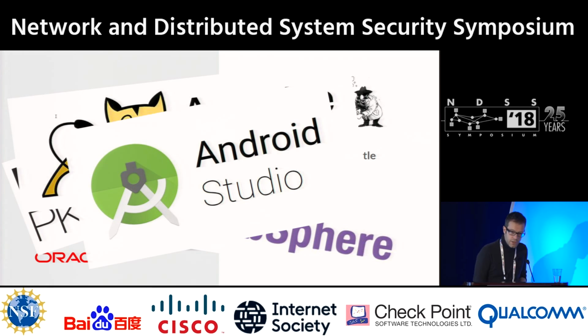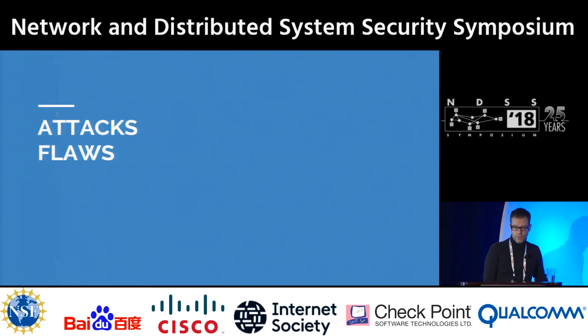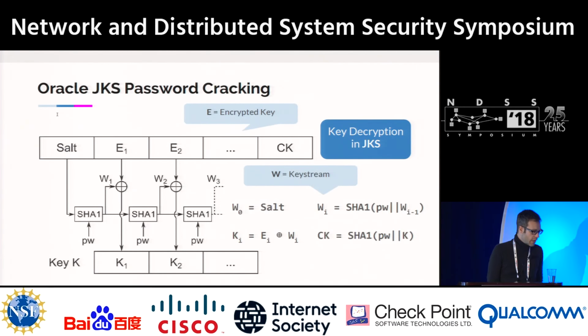Okay, so we thought it was important to expose flaws found within each implementation and to study these keystores, right? So yeah, we found some concrete attacks and some flaws, and I'm going to talk about them right now. First thing is about the JCEKS password cracking. So let me use the light saber.